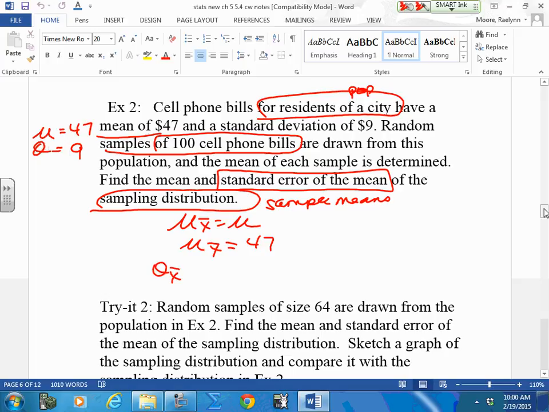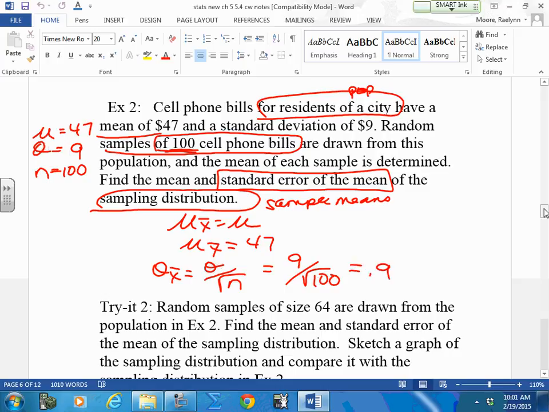It says take the population standard deviation and divide it by the square root of n. So we say n is 100. One other little piece of information to pull out. We're going to take the standard deviation and divide it by the square root of 100. And what's the square root of 100? 10. So this is 9/10 or 0.9.